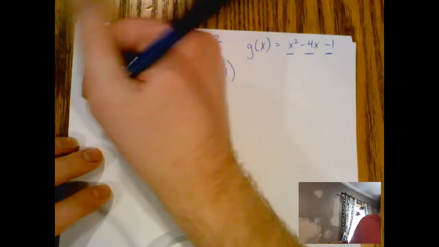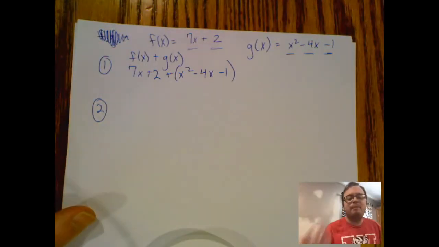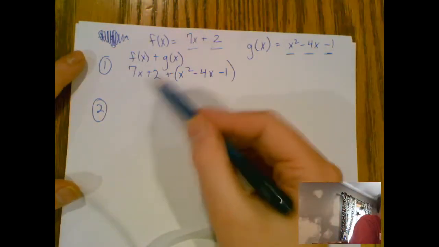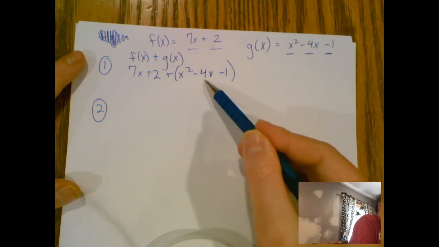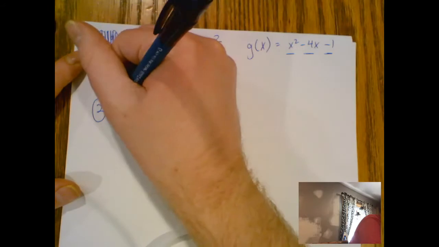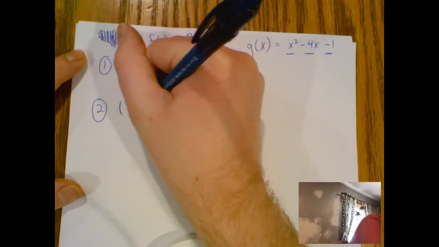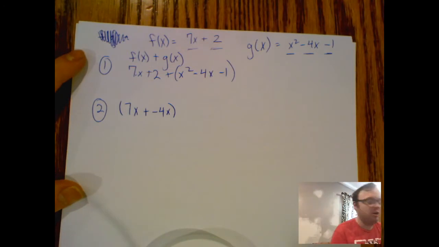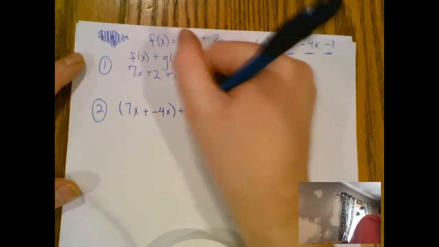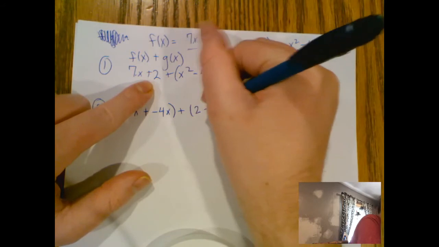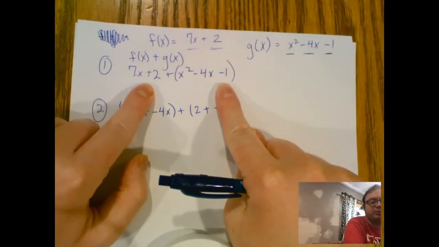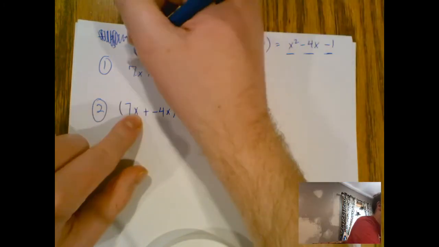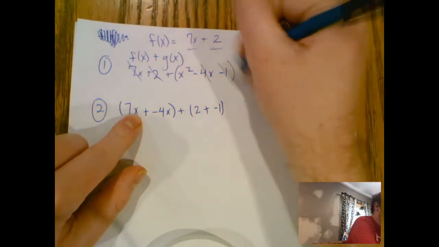And then at this point, what we ask ourselves is to simplify by combining like terms. Well, let's ask ourselves, what are like terms with 7x? The like term with 7x is negative 4x. So 7x plus negative 4x is one pair of like terms. I'm also going to add like terms with 2. Well, 2's like term is negative 1 here. 2 and negative 1 are like terms.